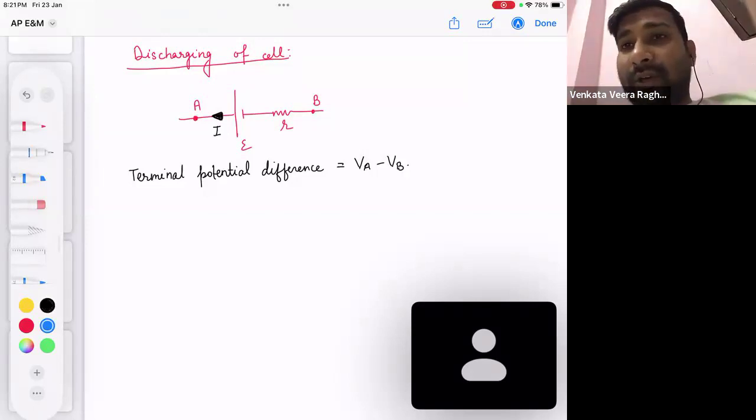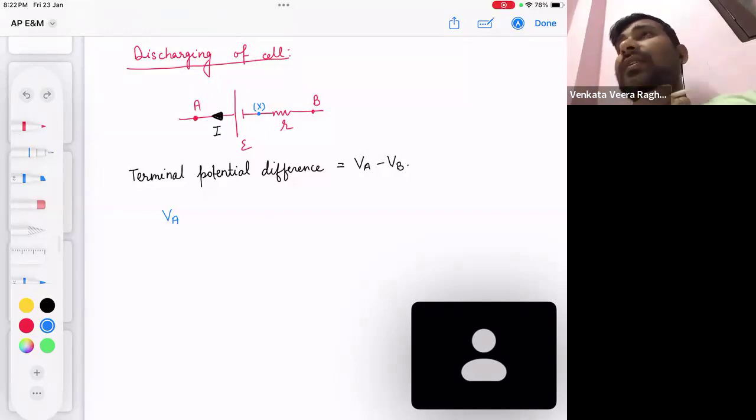Now, please tell me what is the potential difference VA minus VB? Again, the same approach I will follow. I will start with A. Let me call this point X. I am going to start from A, reaching B, following the A, X, B path. When I go from A to X, how am I moving? High to low. See that A is connected to the positive terminal, X is connected to the negative terminal. So A is high potential, X is low potential. So A to X means high to low, which means minus. How much minus? E, the battery EMF.